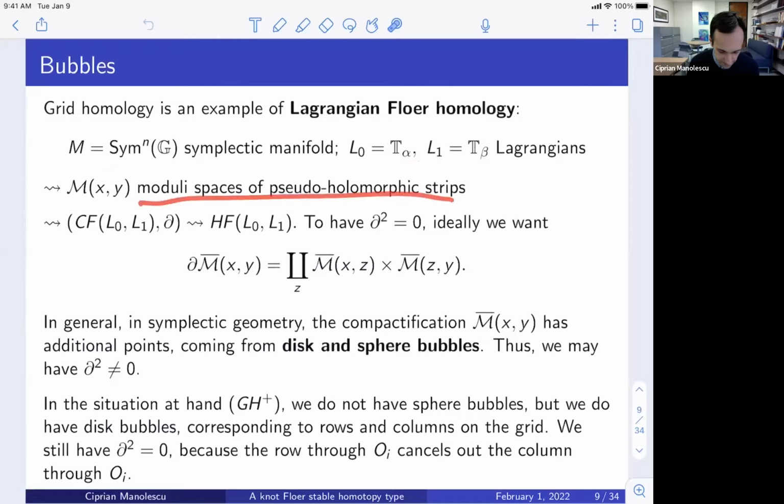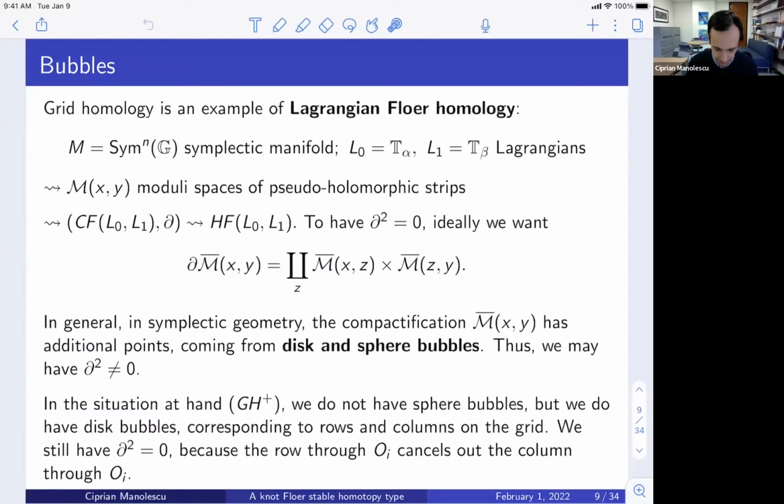So the rectangles are really pseudo-holomorphic strips, and they come in moduli spaces, and then you want to count them as before and get del squared equals zero. And for that, we usually want this relation that the boundary of M_XY, the compactification, corresponds to trajectory breaking, to splitting a trajectory into two trajectories, one from X to Z and one from Z to Y. But this is not always true in symplectic geometry.